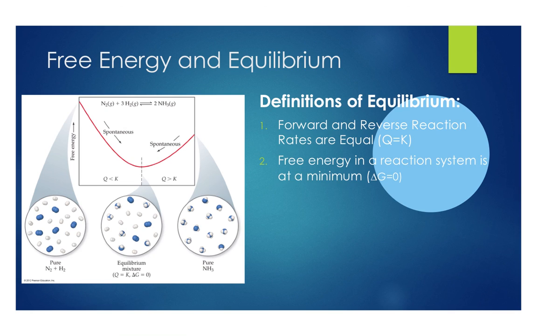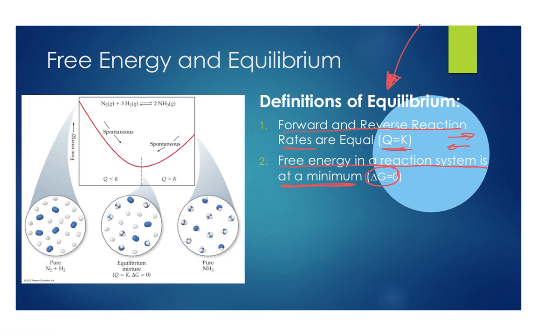All right, so a couple things here. First of all, when we talk about equilibrium now, we actually have two different definitions that we can use for equilibrium. One is our standard equilibrium definition, which is when the forward and the reverse reaction rates are equal. In other words, when Q equals K is a way for us to talk about that. And again, the forward rate and the reverse rate are the exact same. Okay. Second definition of equilibrium we have is a situation where the free energy in a reaction system is at a minimum. In other words, delta G equals 0.